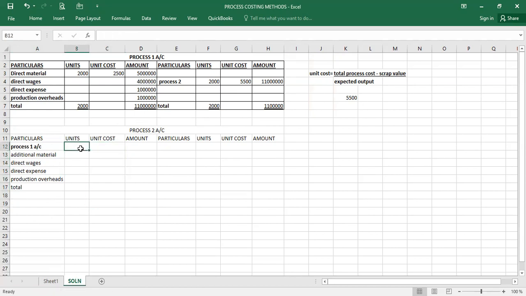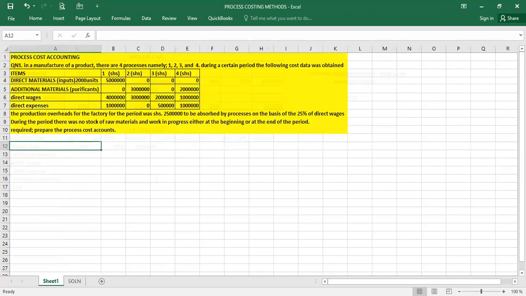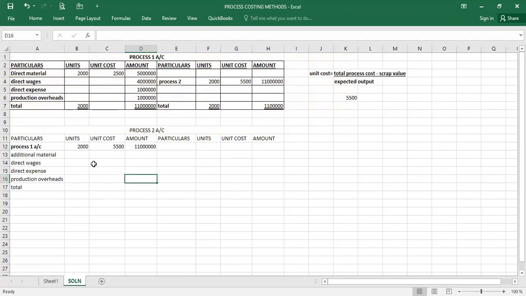And what we are removing there, we are removing the 2000 units. We are taking this cost at 5500. Then the total is 11111, like that. Then we put the rest. Having completed the double entry, we go to the additional material. We added 3 million. So we put in the additional material of 3 million.